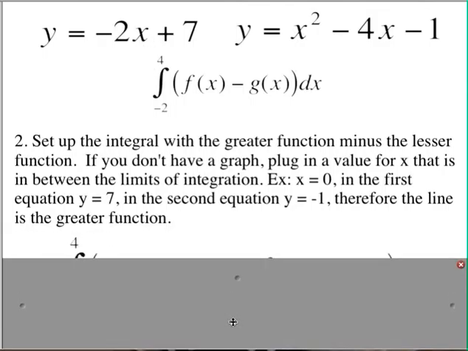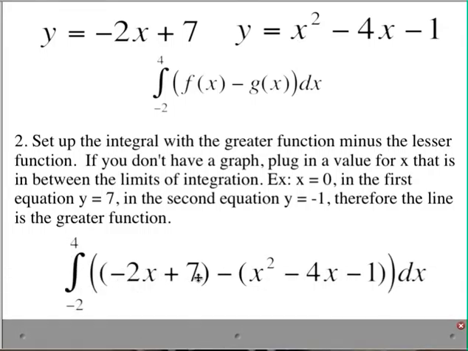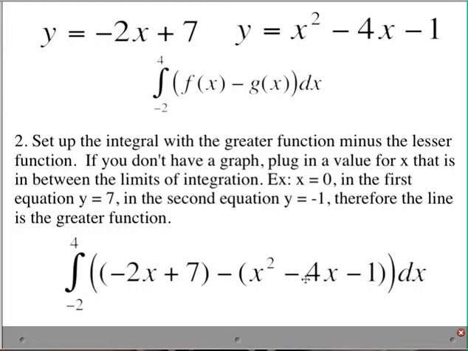So then when I set up the integrand, it's going to go from negative 2 to 4, and it's going to be negative 2x plus 7 minus x squared minus 4x minus 1.